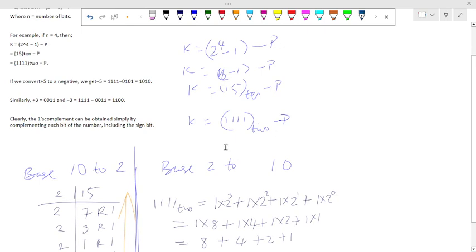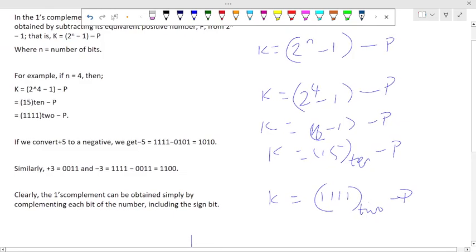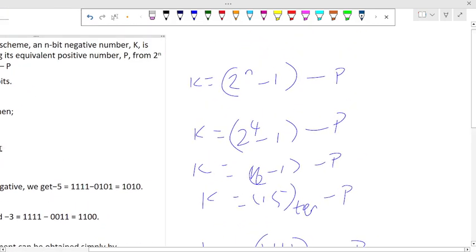Okay, so I just explained how we do that conversion from base 10 to 2 and from base 2 to 10. So let's come back to our 1's complement. We just said that for 1's complement of a negative number, you do this expression, the base raised to the power n minus 1. Then you minus the positive of that. No, this is a negative number. You minus the positive of the negative number from this thing.